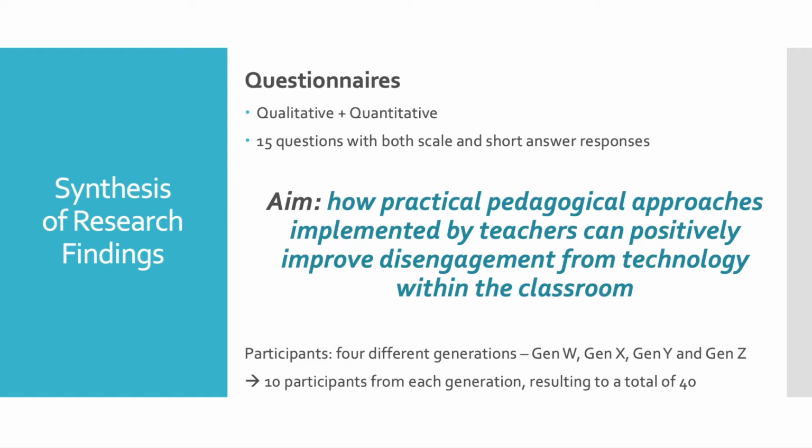Both questionnaires provided to participants consisted of both qualitative and quantitative data collection methods. One questionnaire contained 15 questions with both scale and short answer responses. This questionnaire aimed to view how practical pedagogical approaches implemented by teachers can positively improve disengagement from technology within the classroom. Participants provided with this questionnaire were from 4 different generations: Gen W, Gen X, Gen Y, and Gen Z. 10 people from each generation participated in the questionnaire, resulting in a total number of 40 participants.